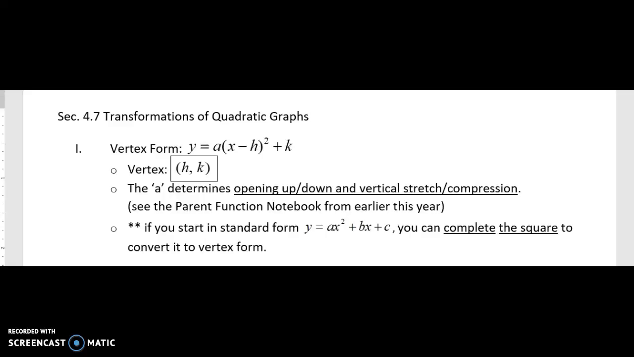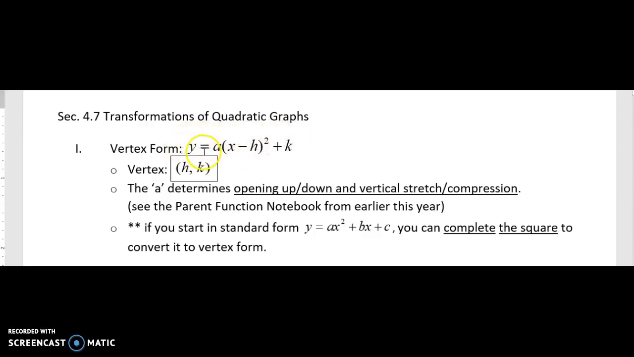As we continue through Chapter 4, we continue to look at quadratics from different angles. So in this lesson, we're going to look at how a transformation of quadratic graphs can look like in our equations. And think back to when we worked through our parent function notebook. This is the first time you saw something like vertex form in this course, and you should have seen it in Algebra 1 as well.